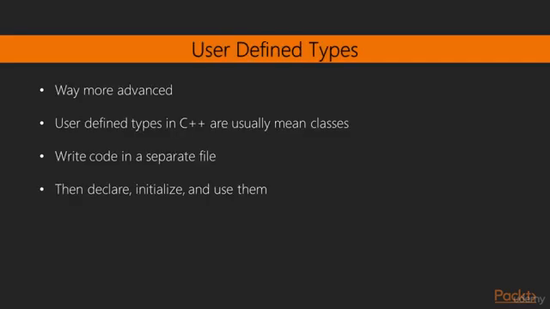User-defined types. User-defined types are way more advanced than the types we have just seen. When we talk about user-defined types in C++, we are usually talking about classes. We briefly talked about classes and their related objects in the previous section. We can write code in a separate file, sometimes in 2 separate files. From these, we will then be able to declare, initialize, and use them. We will discuss more about this in later sections.